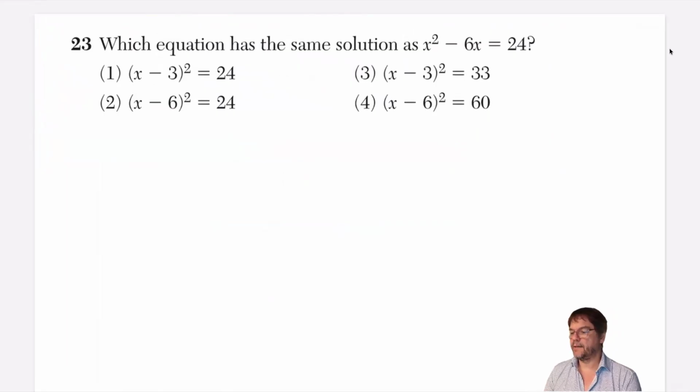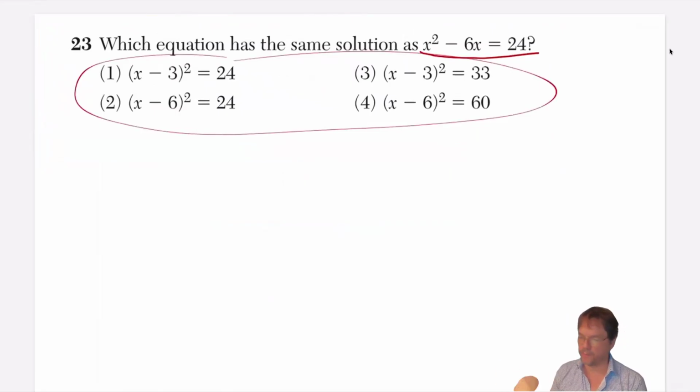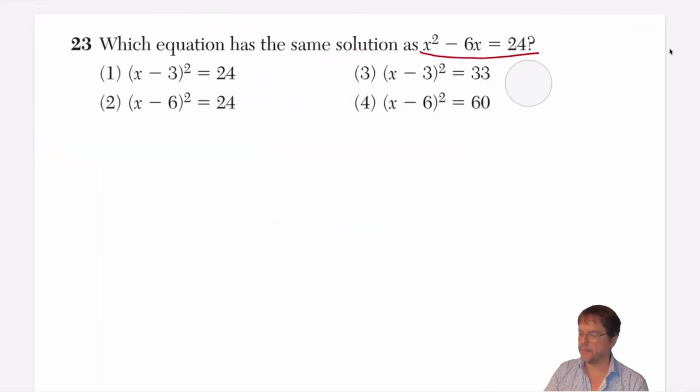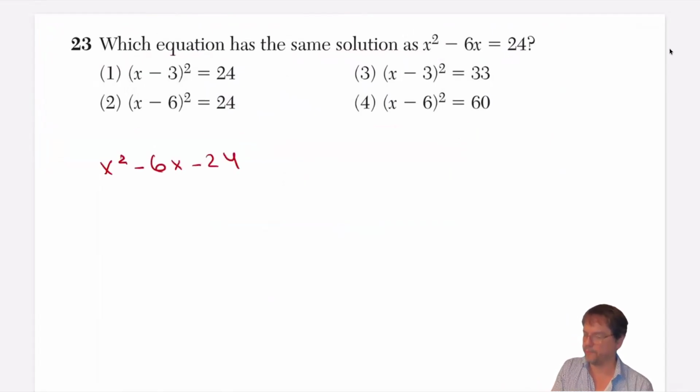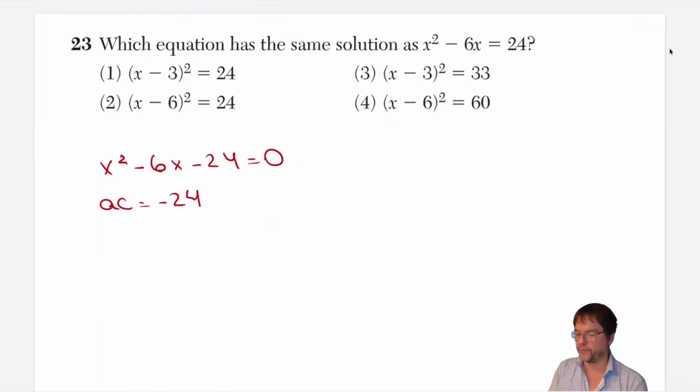Well, I don't know if we solve this to find it here or we start to test each one very fast. Well, I will solve the first one. X squared minus 6x minus 24 is equal to 0. Do you agree? AC needs to be minus 24. B is minus 6. Is that okay?